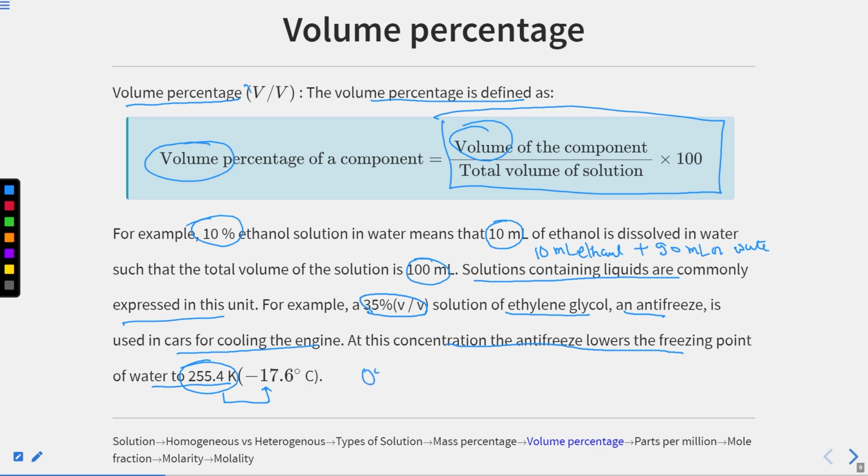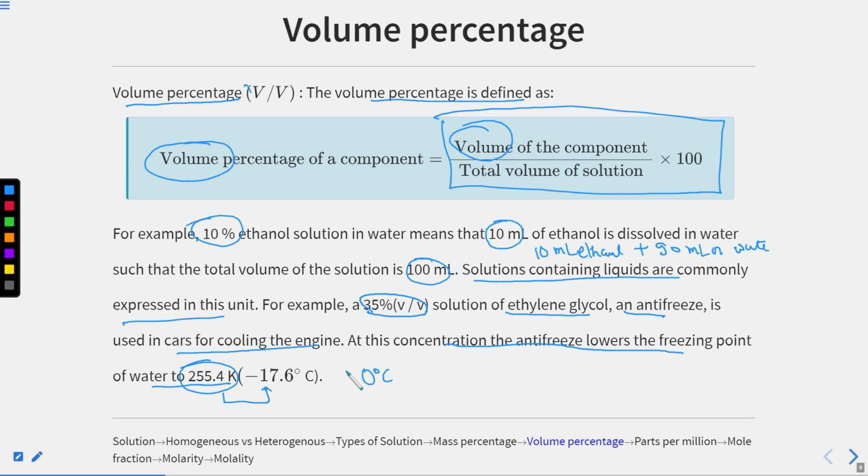You know very well that 0 degrees Celsius is the freezing point of water. But when ethylene glycol is added to water, it lowers its freezing point to minus 17.6 degrees Celsius. And what is the concentration that we are taking? We are taking 35%. Means every 100 ml of this solution will contain 35 ml of ethylene glycol. Now how does this reduce the freezing point? We will see later on. We will have the discussion of this colligative property later, and you will see very clearly why it is happening.